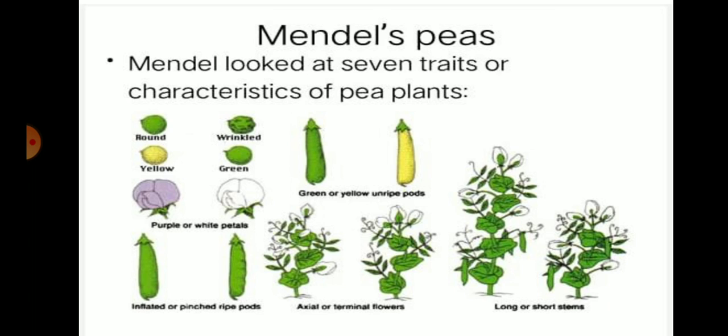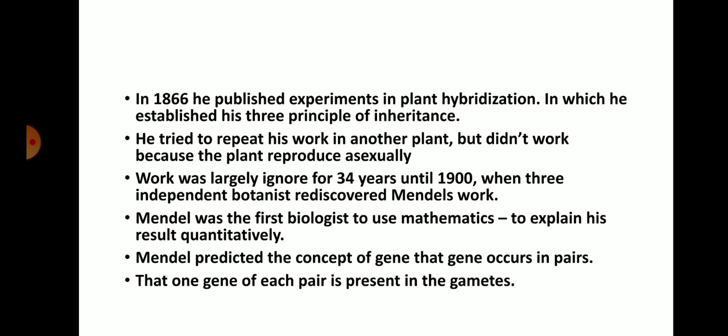So these 7 traits were studied by Mendel on the pea plant for the study of genetic characteristics. In 1866, he published the experiment on plant hybridization. He worked on the hybridization process, in which he established his three principles of inheritance. We will study these principles later on.